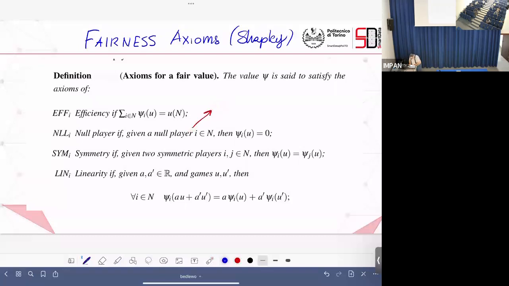And so null player means practically that U of A union i is equal to U of A for all A in N minus i, okay? So practically, if you are there or not, nothing changes. Like those guys that stay in a corner at a party, you know? Nobody even perceives their presence. Symmetry is the obvious thing. For all coalitions that make sense, if you add i or j, nothing changes: U of A union i is equal to U of A union j, and A must be suitable, so i and j are not there.